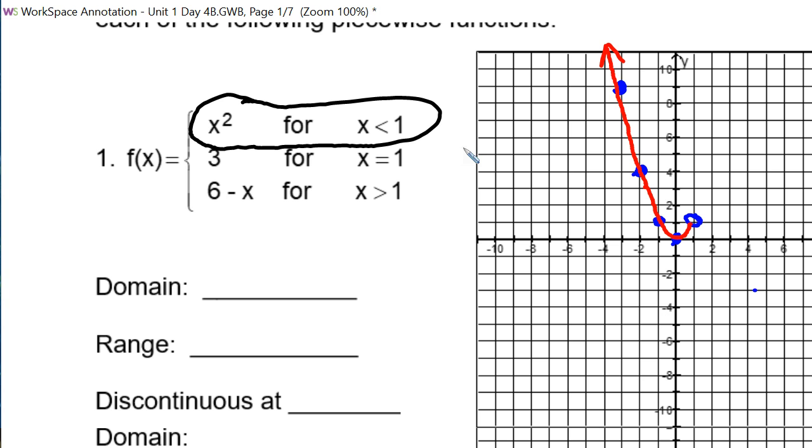The second piece of the function is f of x equals 3. What does that look like when you graph f of x equals 3? It would be a horizontal line, and that's if we had 2 x values for the boundary. But did they give us 2 x values for the boundary? No. So this is just going to be a point. So where x equals 1, what is the y value? 3. So we need to put a closed circle at 1, 3.